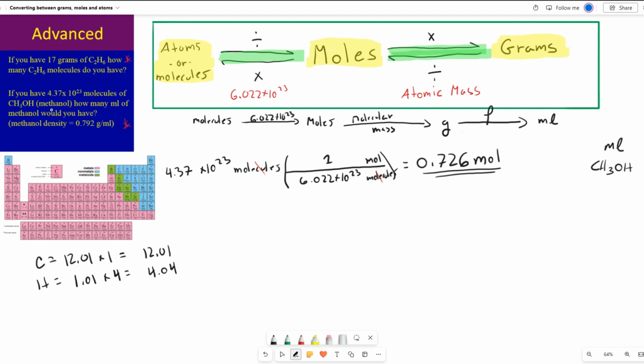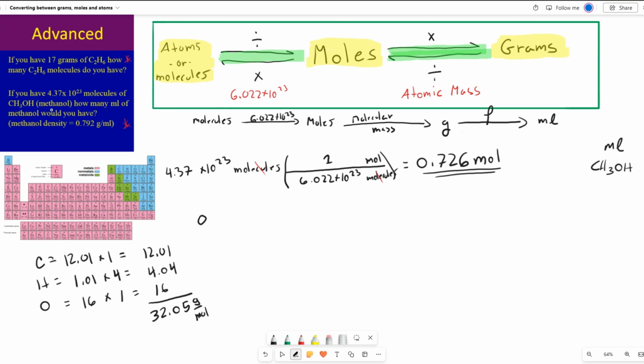That contributes to the overall mass. And then we have 1 oxygen, and that's going to be 16. It's actually 15.999, but I'm going to round it to 16. Multiplied by 1 gives us 16 for the contribution of oxygen. If we add 12.01 plus 4.04 and 16, we get 32.05 grams per mole. And that is the formula mass for methanol. And we're going to need to use that in the next step.